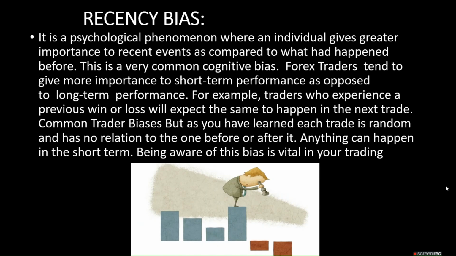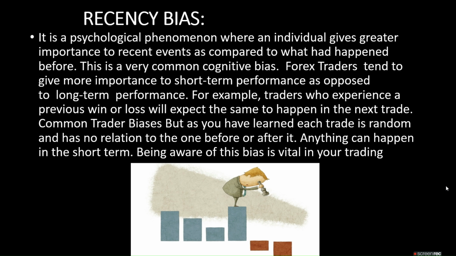So let's go to the other one right here. The other one here is what we call the recency bias. Recency bias is basically a psychological phenomenon where an individual gives greater importance to the recent event as compared to what happened before. This is a very common cognitive bias. Forex traders tend to give more importance to the short-term performance as opposed to the long-term performance.